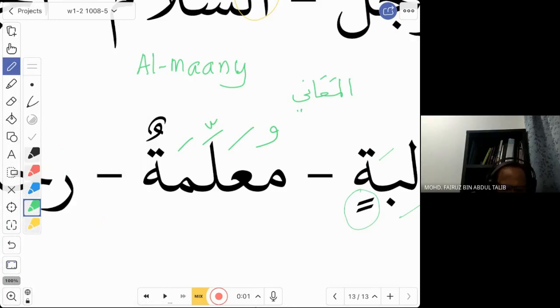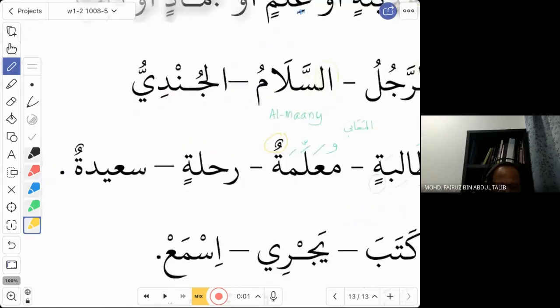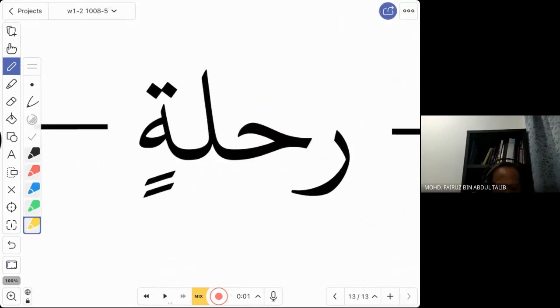You see this tanwin. Now you know, this is an isim. This is a noun because you have the tanwin, right? So mu'allimatun, you hear that N sound in tun. The other word, again, you don't see any vowel, so you do not know how to read this word. Is it rahali, rahala? It is rihlah.